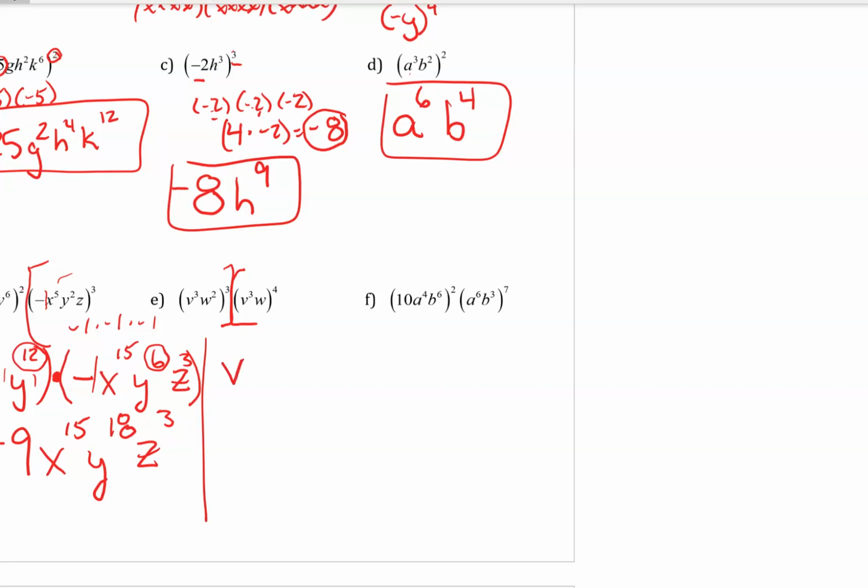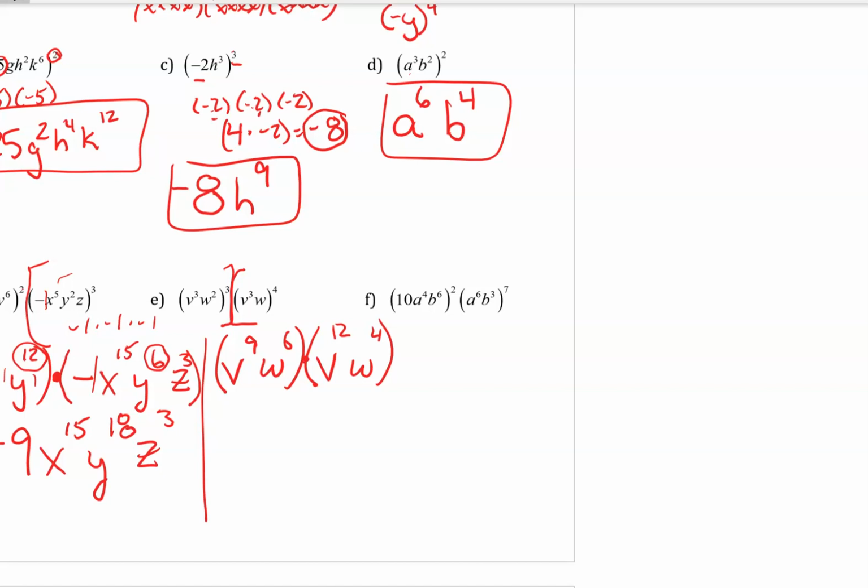So v to the third is v to the 9th. W squared to the third is w to the 6th. That's going to be multiplied times v to the third to the 4th. Multiply those exponents together, it's v to the 12th. W to the first to the 4th is w to the 4th.